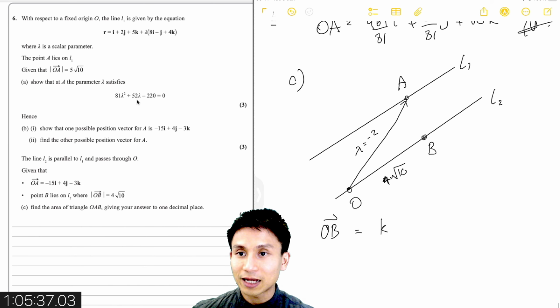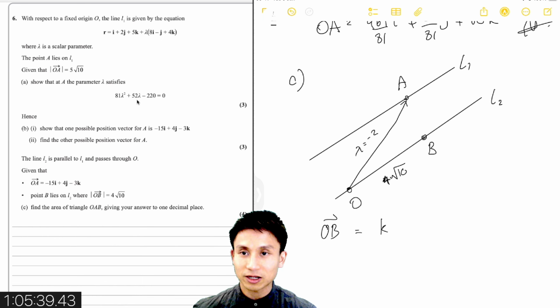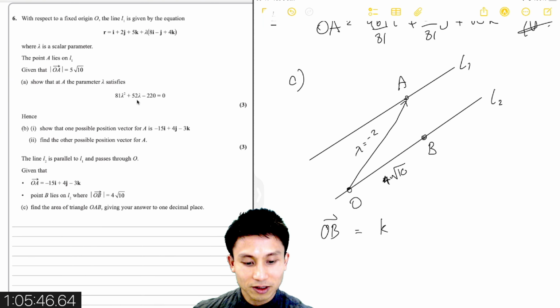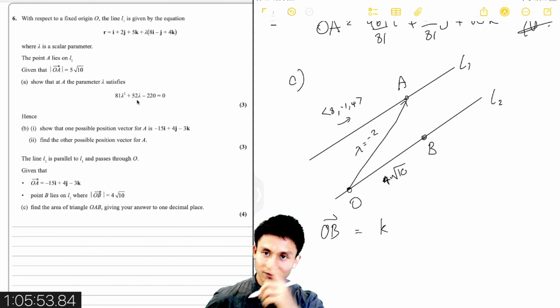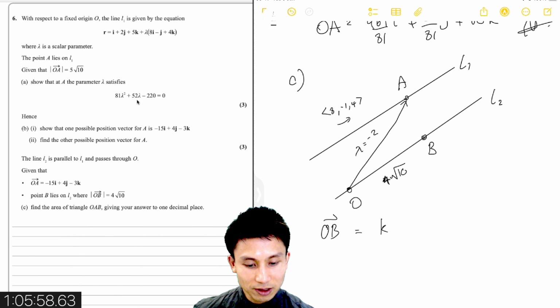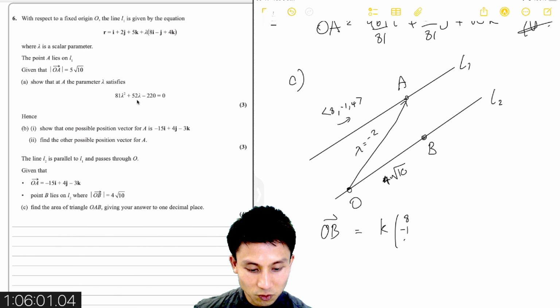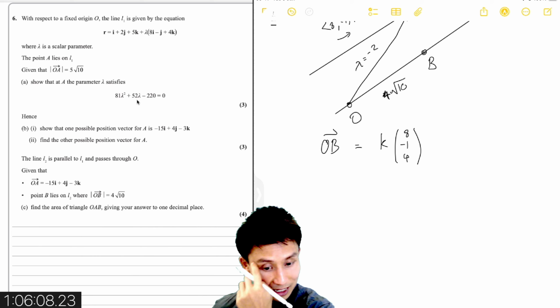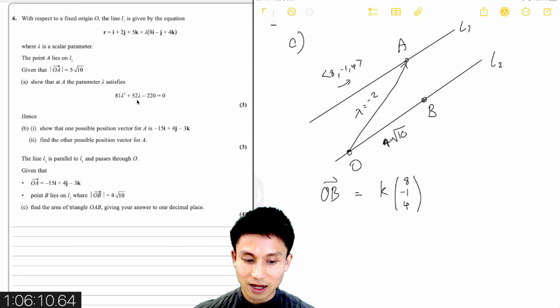And line L1 has what I call a directional vector, if you take just the part after lambda there. The directional vector here is (8, -1, 4). So it's like the line is pointing along that way. We can assume that OB is parallel to that vector, so I'm just going to write (8, -1, 4) multiplied by some multiple k. That is vector OB. But we know that vector OB has that length, right?